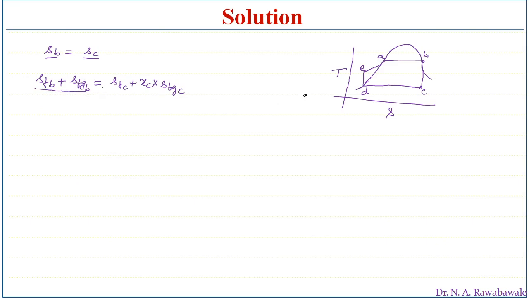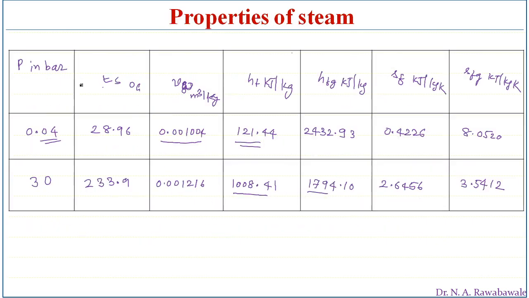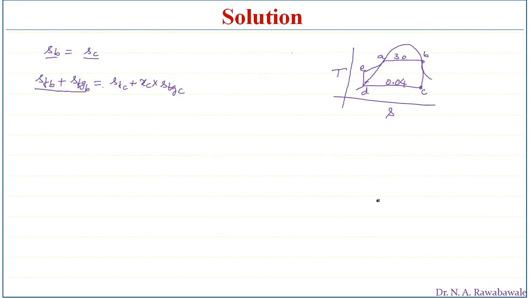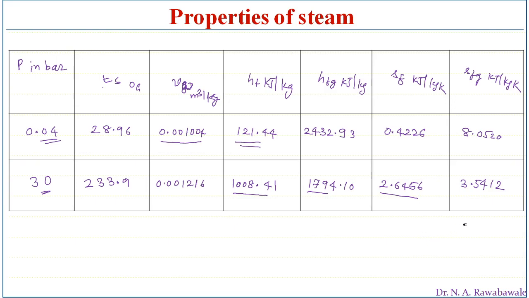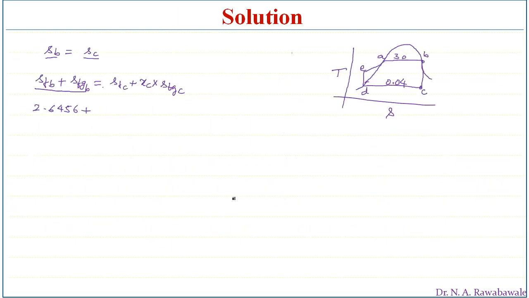Pressure at point B is 30 bar and at C it is 0.04 bar. So properties SFB and SFG are at pressure 30 bar. Taking it from the steam table, at 30 bar SFB is 2.6456. So at point B, 2.6456 plus SFG, 3.5412, is equal to SFC.